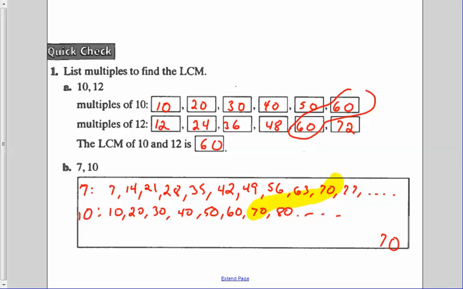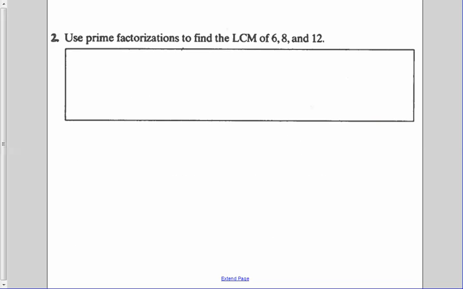Alright, now let's take a look at our last check right here. Prime factorization for the least common multiple of 6, 8, and 12. So again, we could list out 6, 8, and 12. So our prime factorization for 6, we have 2 and 3. So 6 is 2 times 3. And for 8, we have 2 and 4. But then 4 can break down to 2 and 2.